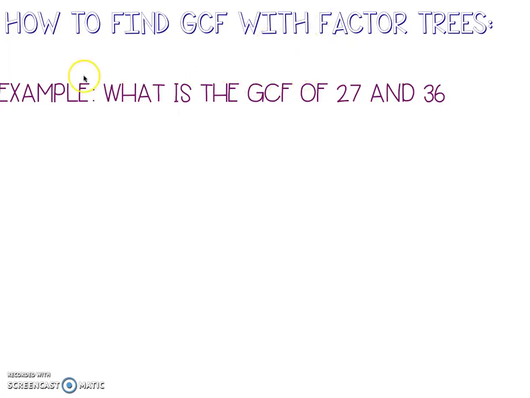All right, our first example says, what is the greatest common factor of 27 and 36? What we're going to do is set up some factor trees where we can break these down to prime factors. We have at the top of our factor trees 27 and 36, and we're going to deal with 27 first. We have to find two factors that we can multiply together that are going to give us 27.